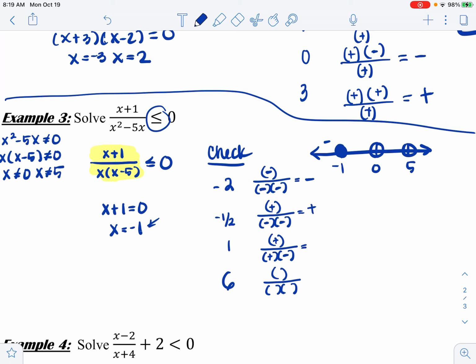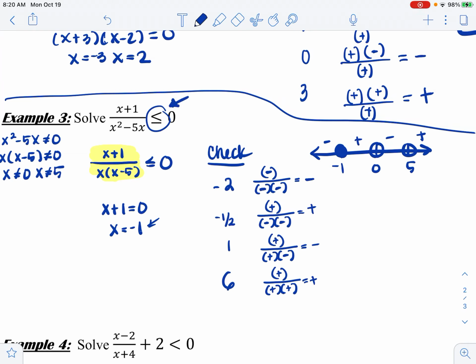All right, plug in 1. 1 plus 1 is positive, and then I have 1, and then 1 minus 5 is negative, so that's negative. Plug in 6, that's 6 plus 1 is positive, 6 is positive, 6 minus 5 is positive, so that's positive. So positive, negative, positive.